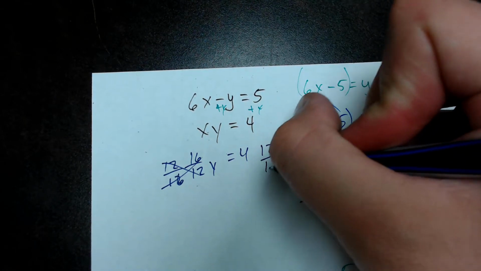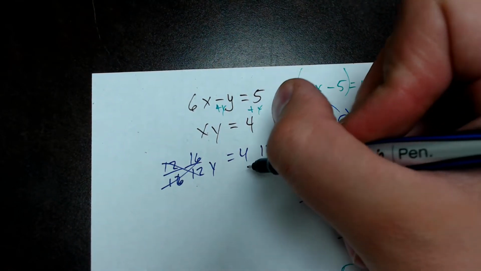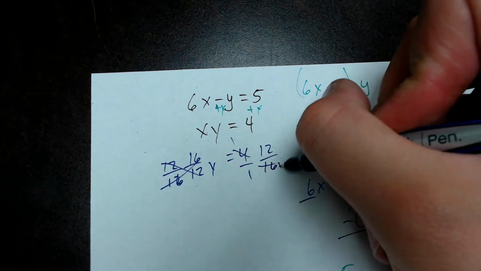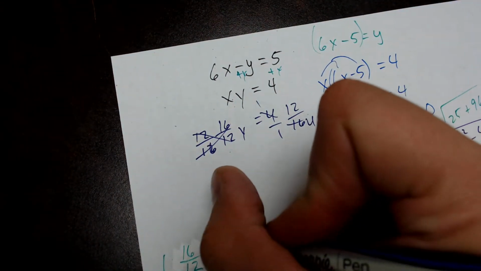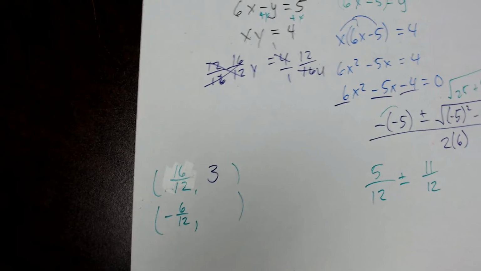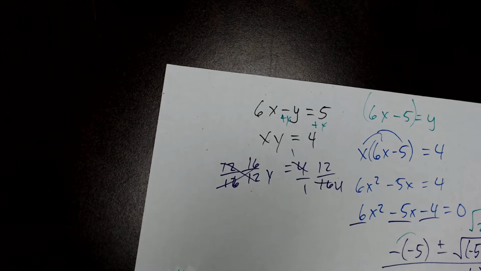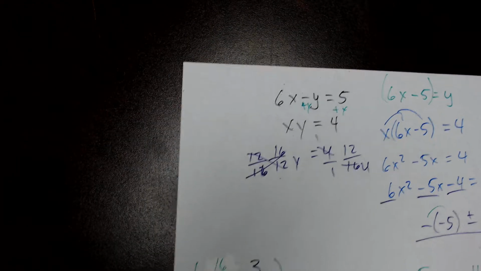So 12 over 16 times 4 over 1, so that's 1, that's 4. 12 divided by 4 is 3, so this one will be 3. Now, what if it was the other, negative 12 over, or negative 6 over 12? Hey, that's the same as 1/2.